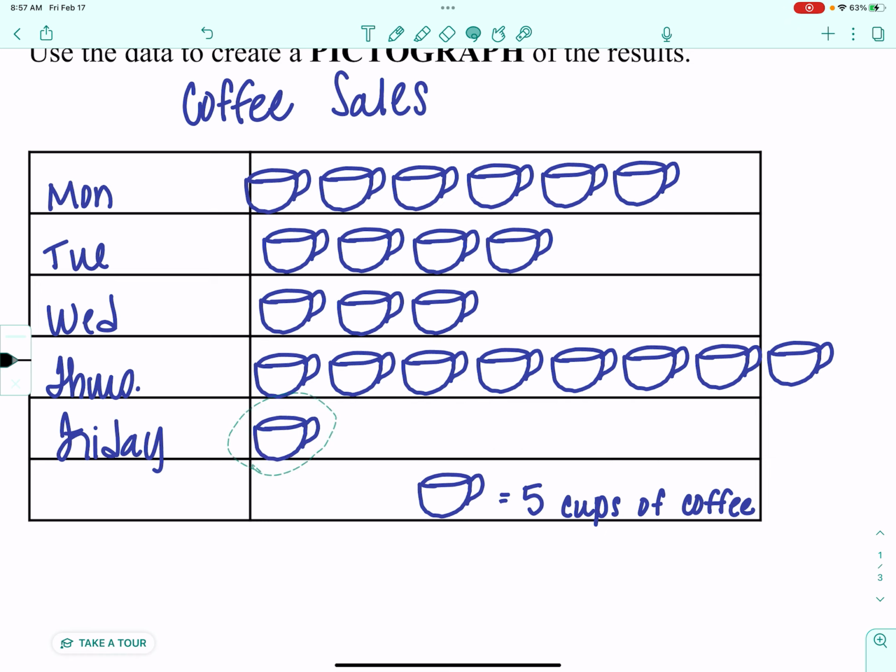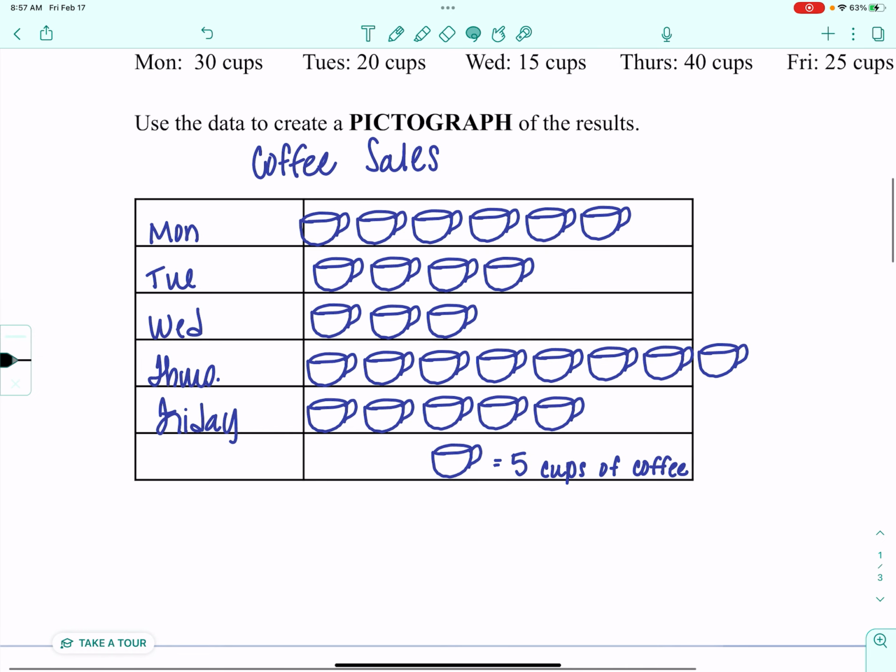So there's 5, 10, 15, 20, 25. So we have our title, we have the labels, we have the symbols, and we have the key.